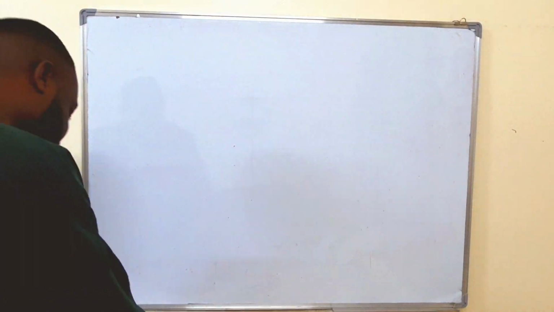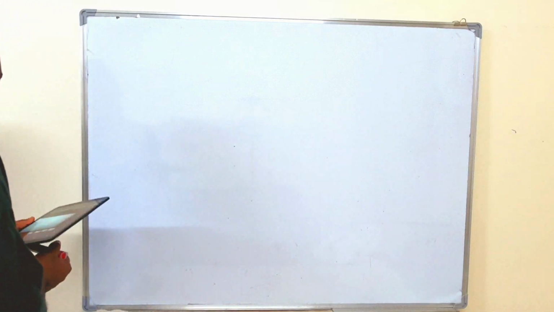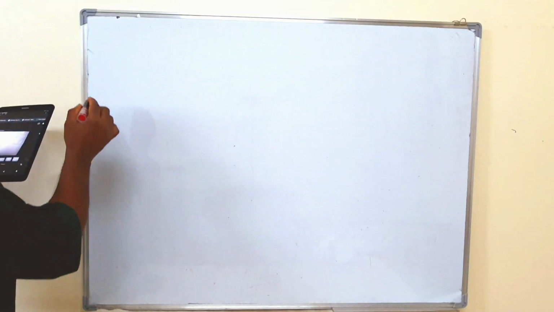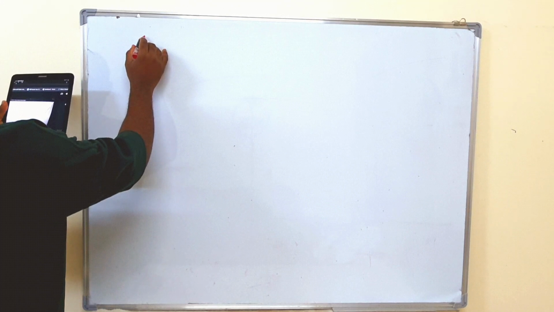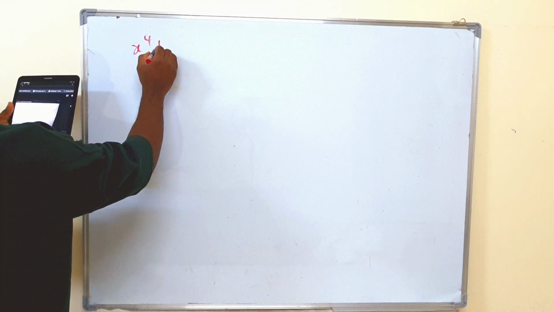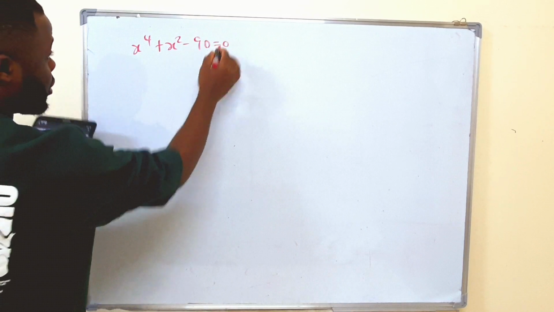Okay, you asked for this question. Let me quickly write the question. You say solve each equation where you have 4x^4 + x^2 - 90 = 0.